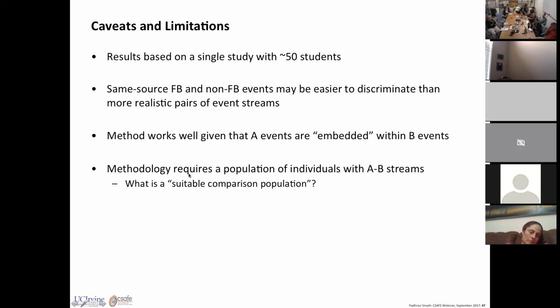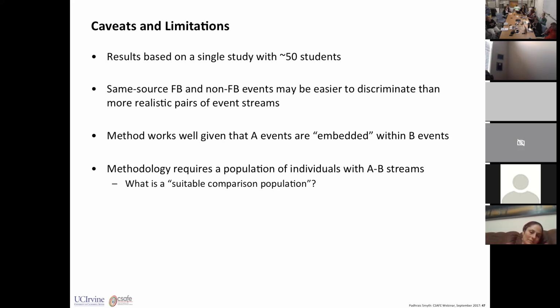And then the methodology requires a population of individuals to construct the denominator in the likelihood ratio. And where are you going to get that data? What's a suitable comparison population? This is, of course, not a problem only in this context for digital forensics, but in other aspects of forensics.